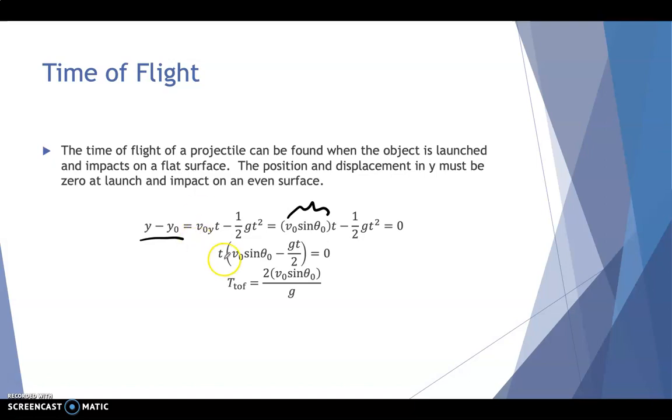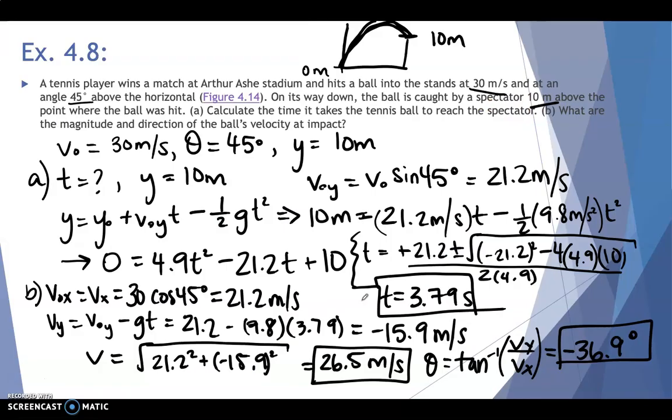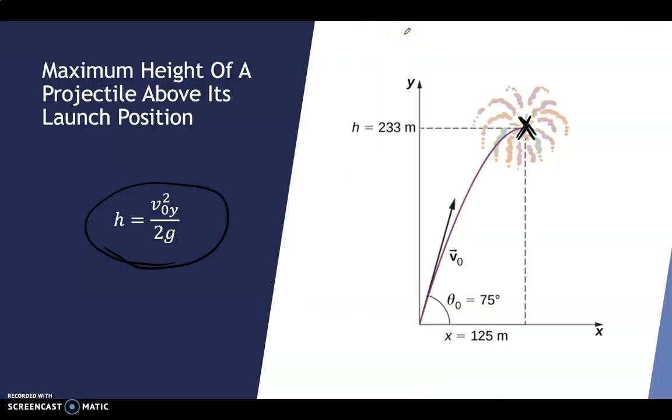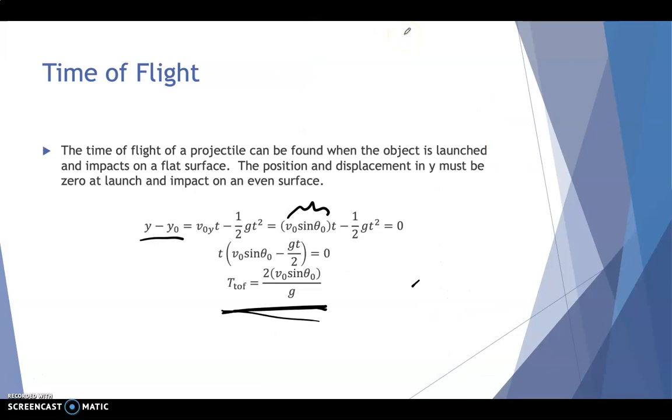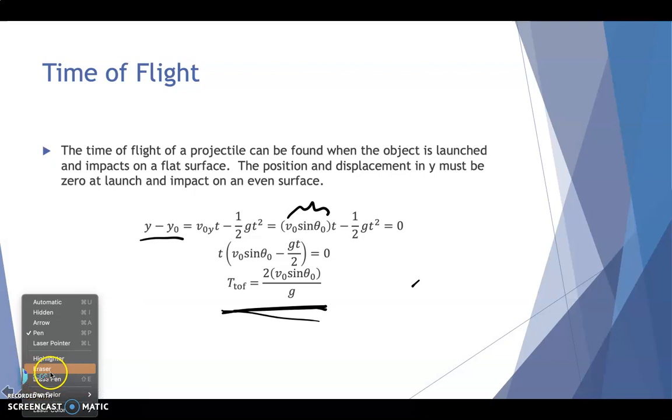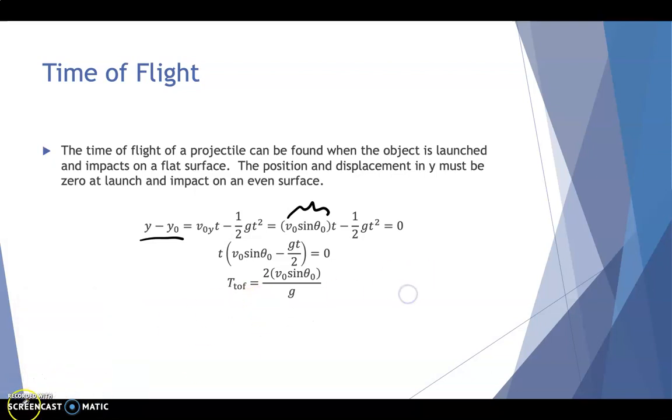This is just telling us the total time that a projectile will be in the air. In the last example that we did, we weren't looking at the total time of flight because the ball was caught above that surface. It was caught above 0, so we can't just solve for a time of flight. Just erase that little bit and continue.